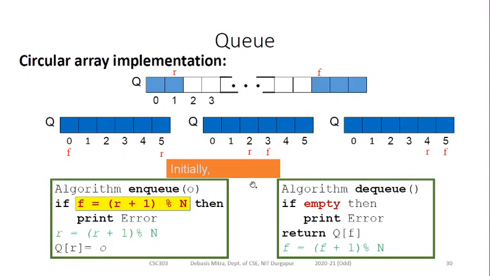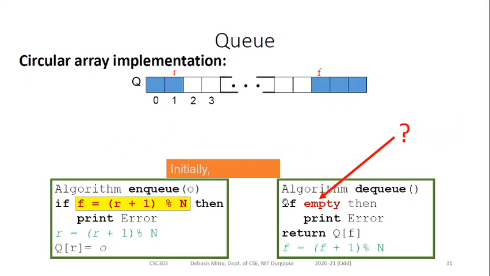So next, what should be the expression for empty? Will it be F greater than R, that earlier one? Any suggestion? R equals F plus 1 modulo N. Let's see first whether F greater than R works or not.